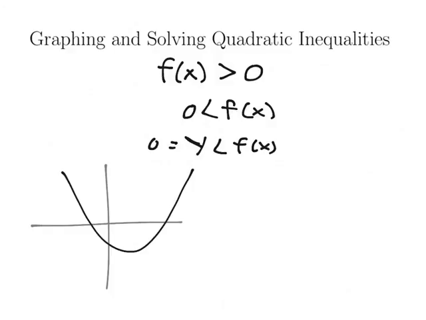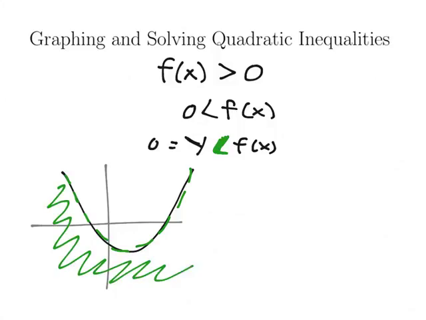Well, y is less than f of x should shade in everything that's below and use dashes for the function itself. So I'll go ahead and do that. I'm putting dashes in for the function itself and shade in everything that's below. Well, now I'm looking at the case where y is equal to 0.